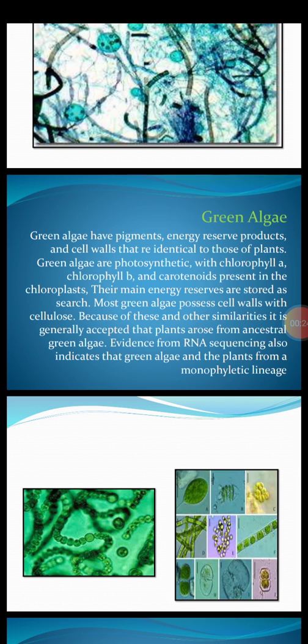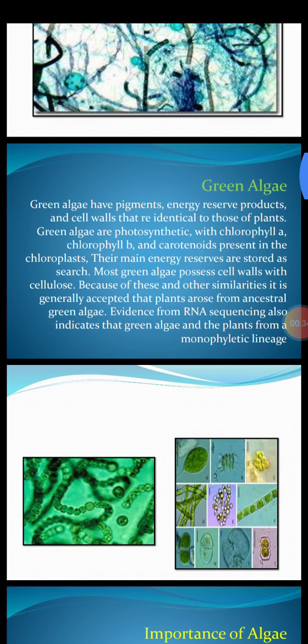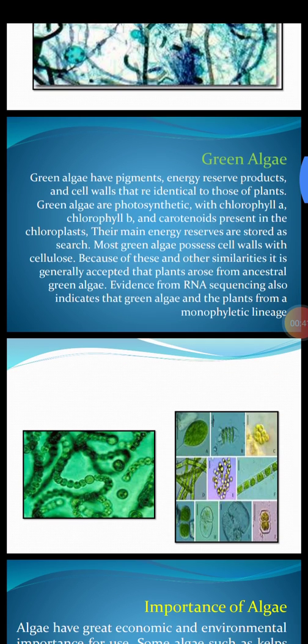Green algae are able to carry out photosynthesis, so they are photosynthetic, with chlorophyll A pigment, which plays a major role in photosynthesis. There are also some other pigments like chlorophyll B and accessory pigments, carotenoids, present in the chloroplast. Their main energy reserves are stored as starch. Most green algae possess cell walls with cellulose, so they are like plants.